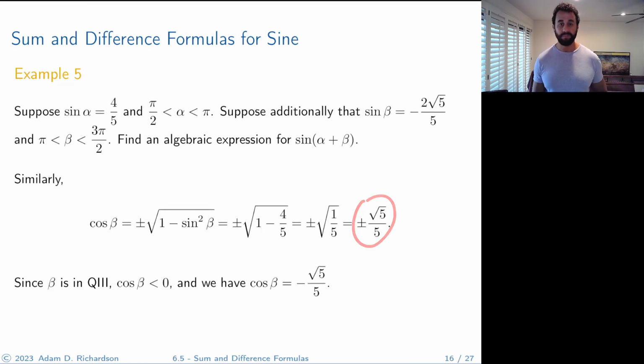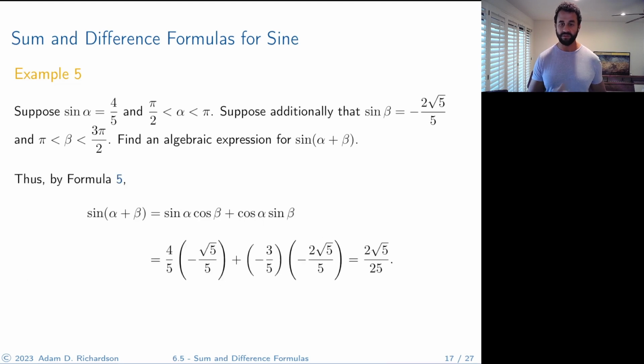Again, we're going to end up with plus or minus. We don't know which to choose yet, but they tell us that angle beta is in the third quadrant. Cosine is negative in that quadrant, so we're going to take the negative result. And now we've got everything we need: sine alpha, sine beta, cosine beta, and now we can use the angle sum formula and get an algebraic expression for that value. There it is. Pretty cool. It's nice how it all fits together like that.